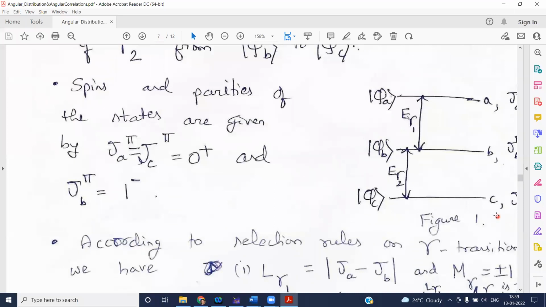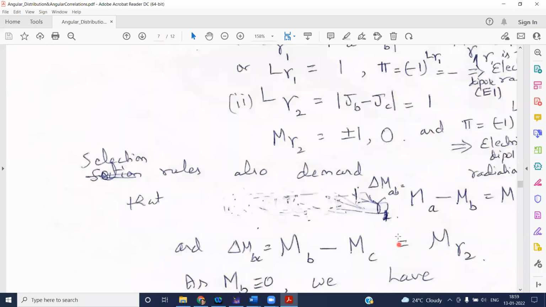So far, I have been telling you what is the L value carried by the gamma ray. What is the M value carried? M value is simply the difference between MA and MB. MA minus MB is the M value for the gamma ray. How does it come? I'm not explaining, so I will tell you, calculate what is MA minus MB.